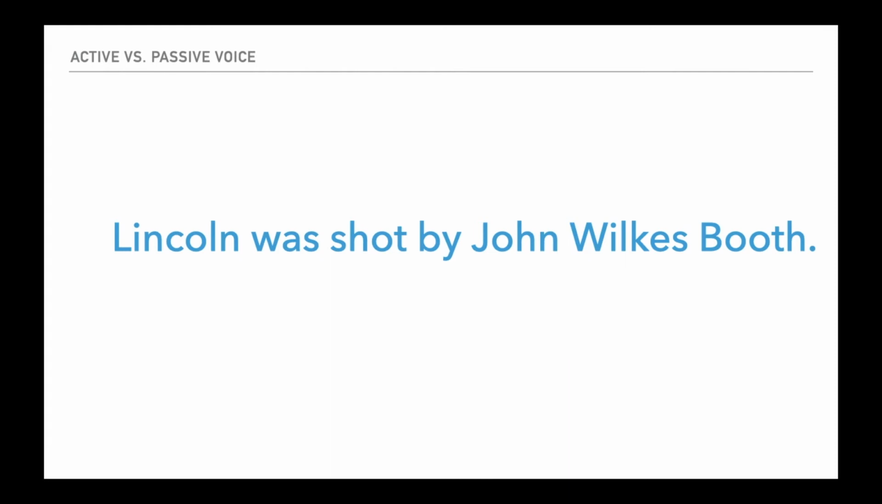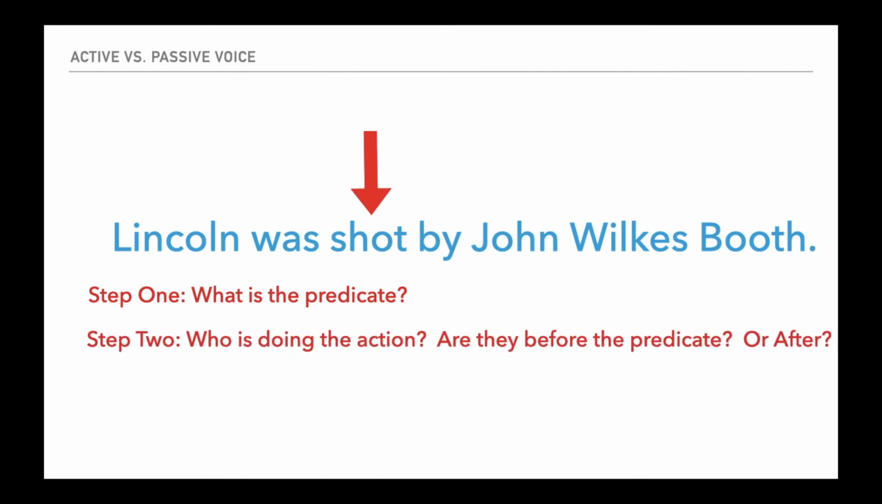Lincoln was shot by John Wilkes Booth. So if we want to figure out if this is active or passive voice, there are a few steps we can take. Step one, what is the predicate? What is the action that's happening here? Well, in this case, it's obviously shot. The second question you need to ask, who or what is doing the action? Are they before the predicate or after? Well, in this case, Lincoln didn't shoot himself. He was shot by John Wilkes Booth, so John Wilkes Booth did the shooting. Notice that John Wilkes Booth is after the predicate, and also it's stuck in a prepositional phrase behind the preposition by. And that's really a telltale sign of passive construction.